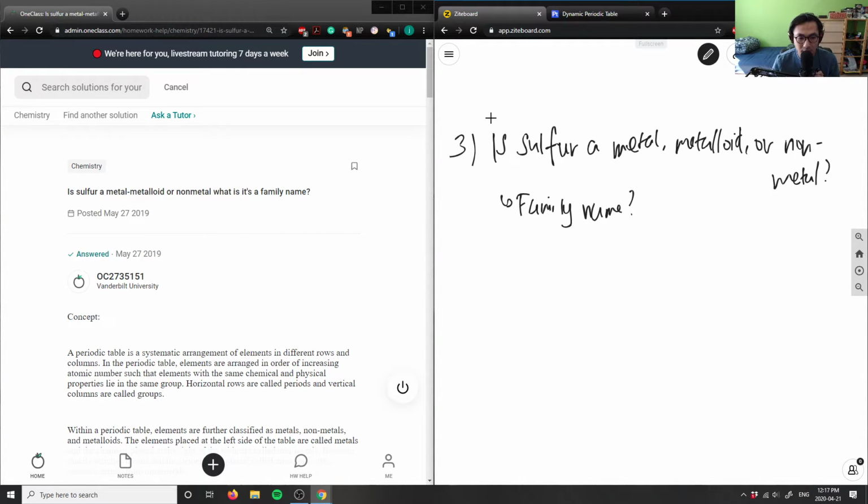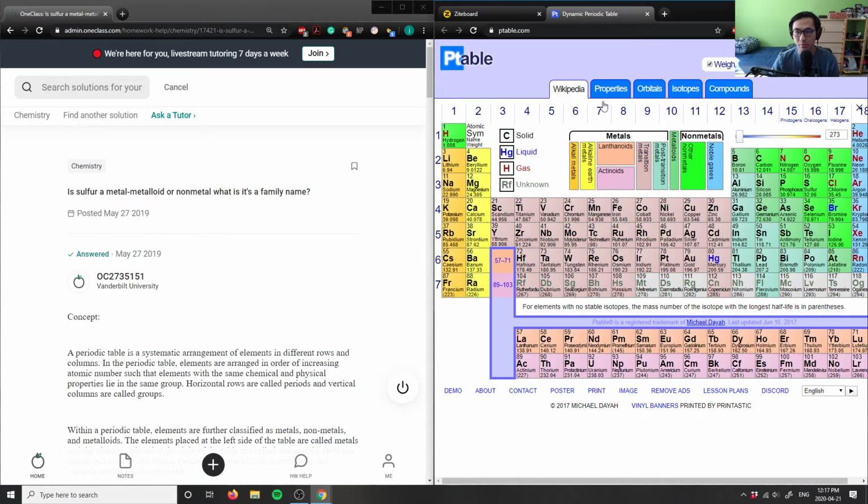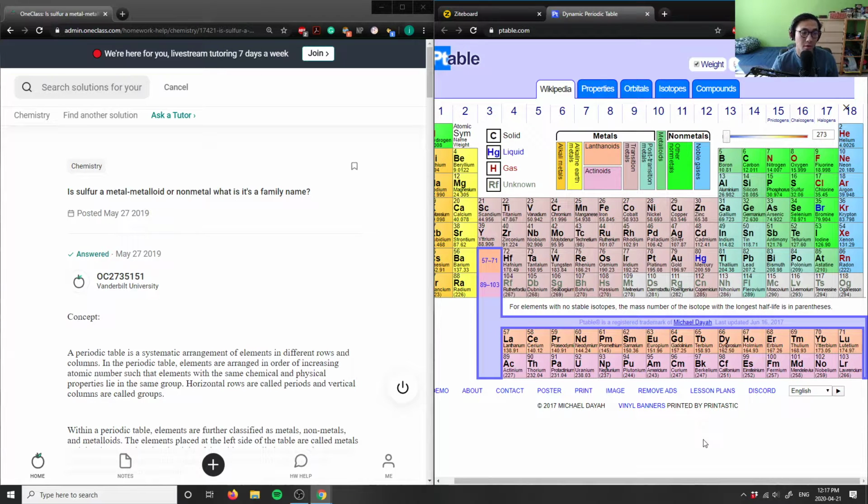Okay, so in order for us to figure out if sulfur is a metal, a metalloid, or non-metal, all we have to do is look at the periodic table, right? And in this case, the periodic table here actually gives us a very nice indicator of our colors. So all I have to do is find sulfur, right? And sulfur belongs on the right-hand side of the periodic table because, you guessed it, it's a non-metal. So it says here, S, in this green block, it's all non-metals. Therefore, sulfur is a non-metal.